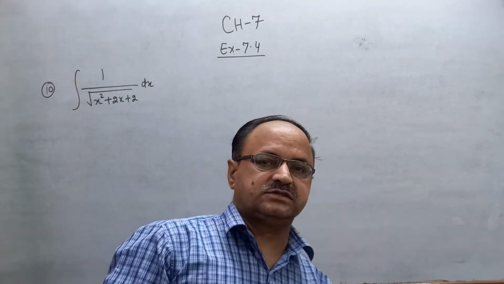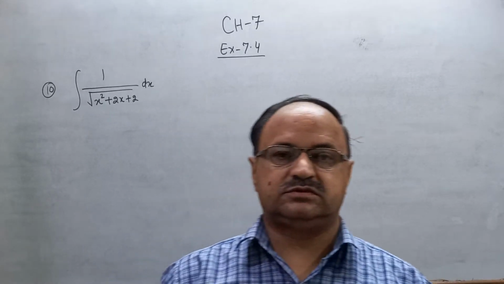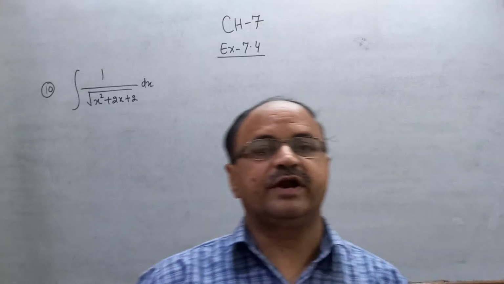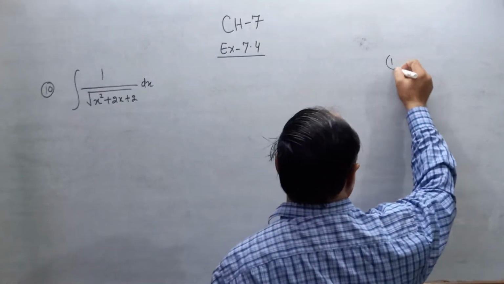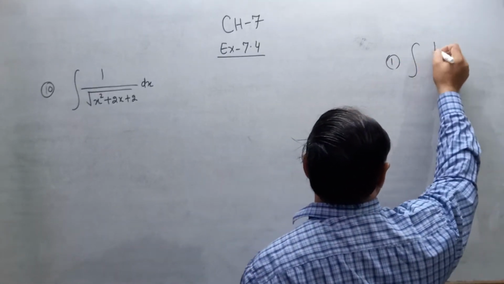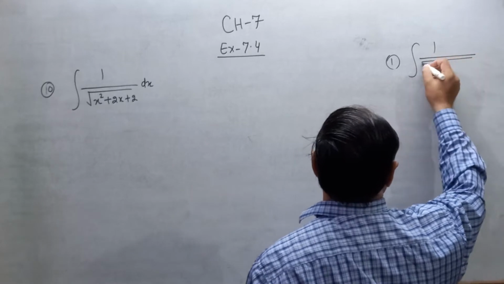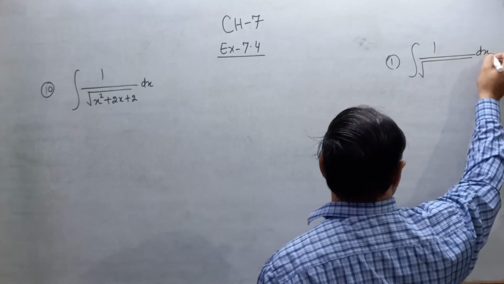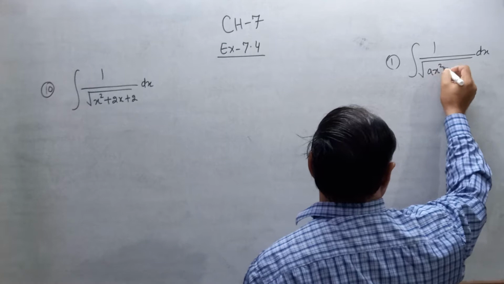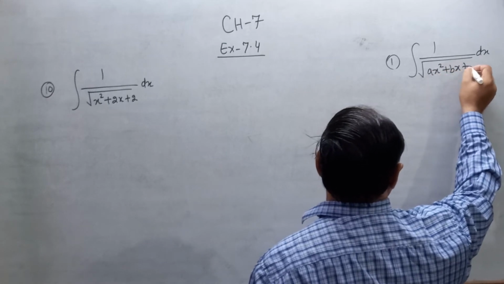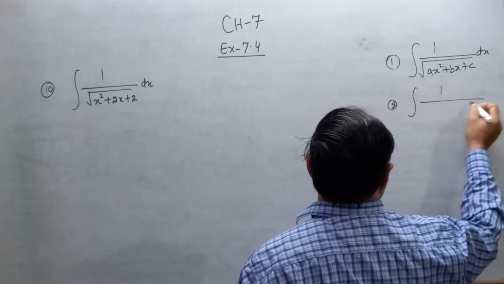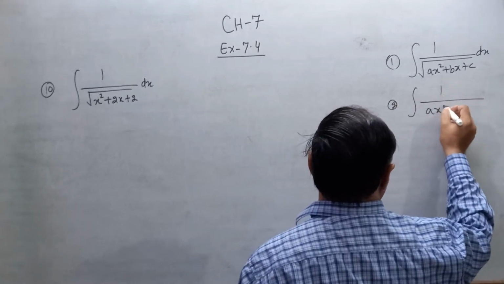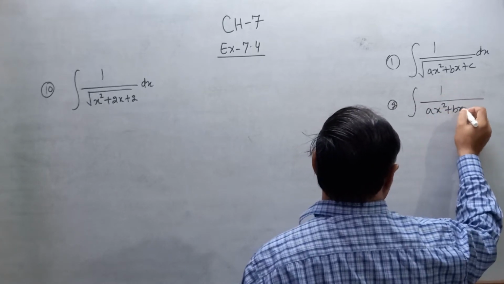Today we shall discuss four properties, four types you can say. Type number 1: integration 1 upon root quadratic ax square plus bx plus c. Second type, 1 upon quadratic ax square plus bx plus c.